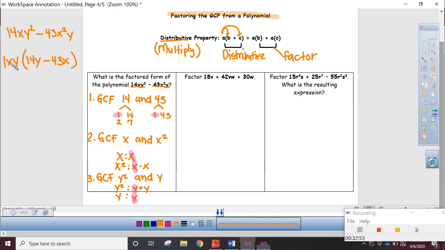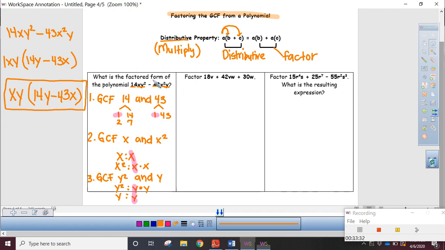So this is the factored form. Now, if you take a look here, we generally don't write the 1. The 1 stays as an imaginary. We don't have to write it there. And so my final answer would look like this. xy, parentheses, 14y minus 43x. And so that there is my final answer. This is the factored form of the polynomial that you see here.